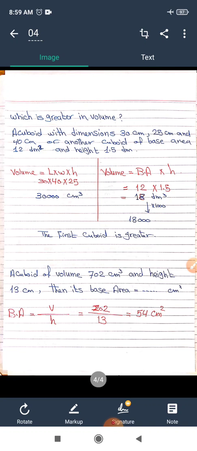Another question. A cuboid of volume 702 cubic centimeters and height 13 centimeters, then its base area equals. He asked about the base area, so I will write the rule. Base area equals volume over height. 702 divided by 13 equals 54 square centimeters.